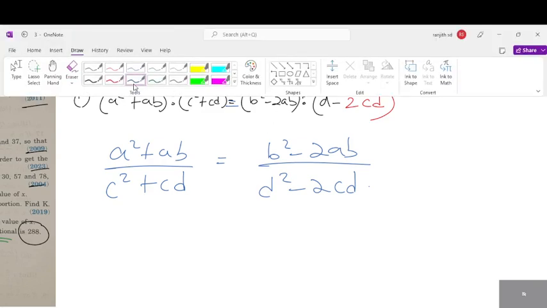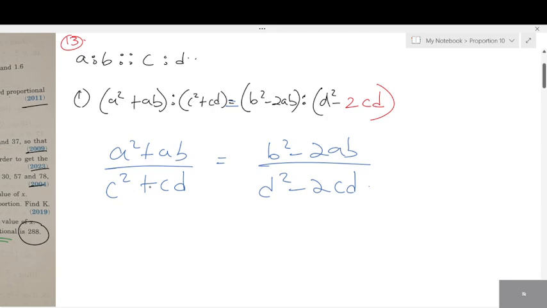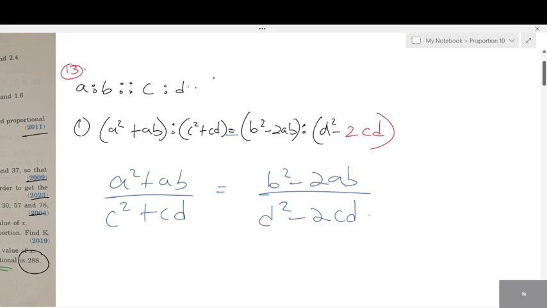Okay. Here it is very tough to multiply. The values are totally different. It is very tough to multiply. So whenever you get such a question, students, we have to assume an unknown value k. We have to assume k as the ratio value.